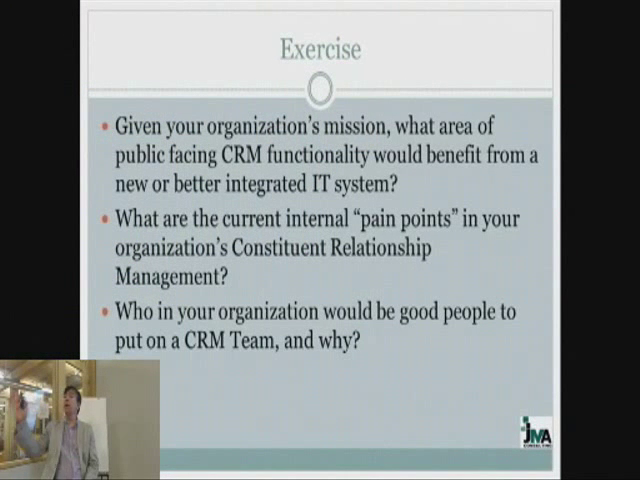I'm going to open it up to the room, and I'll try to get someone from each table at least to tell us something about their own answers, or something they found interesting about someone else's answers at their table, to each of these questions. Given the organizational mission, what was an important public-facing CRM functionality, for your users, that you wanted? This table first. Newsletter subscription. So it wasn't there yet, or you wanted it improved or integrated more?